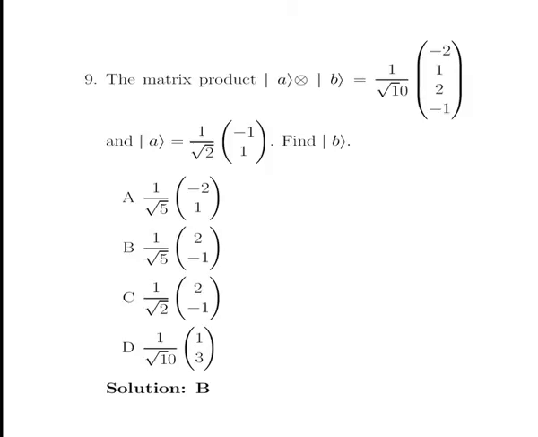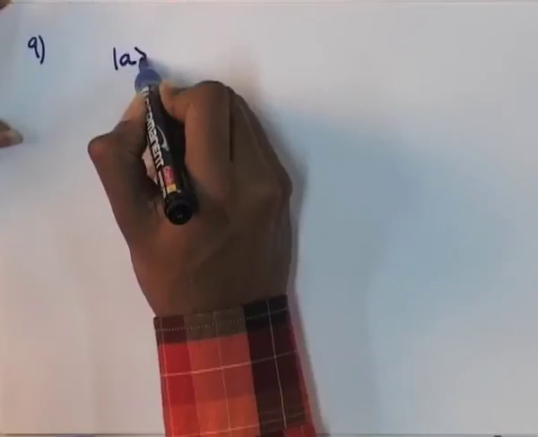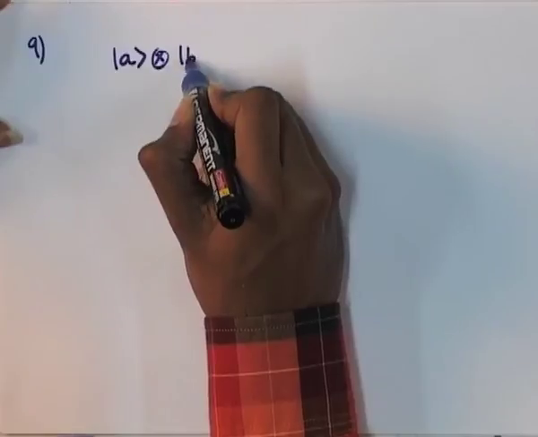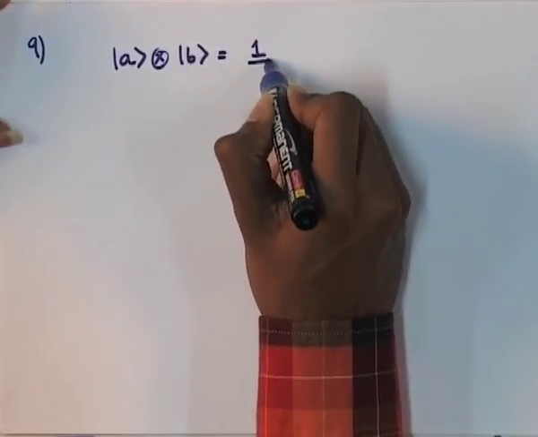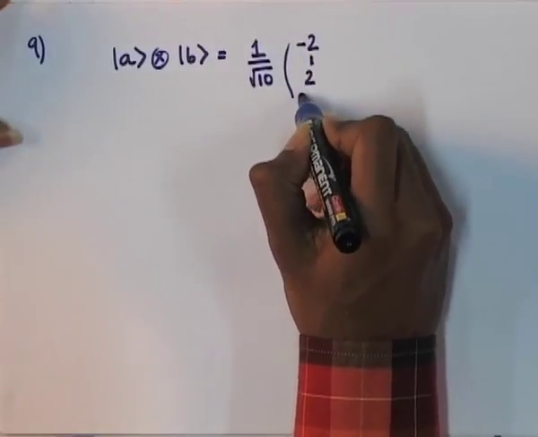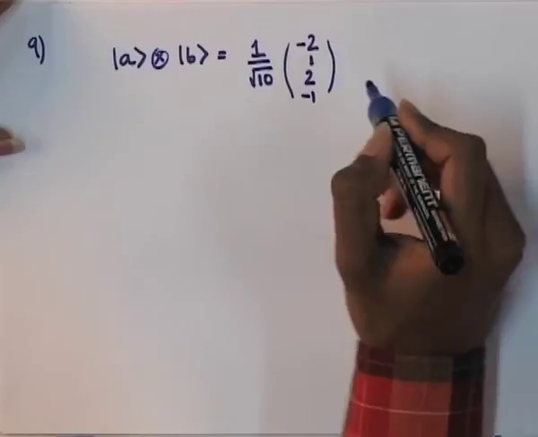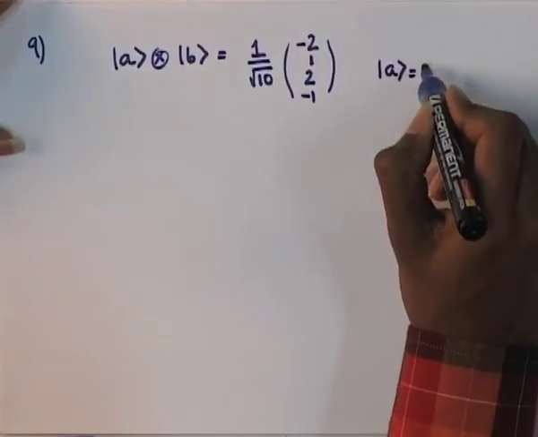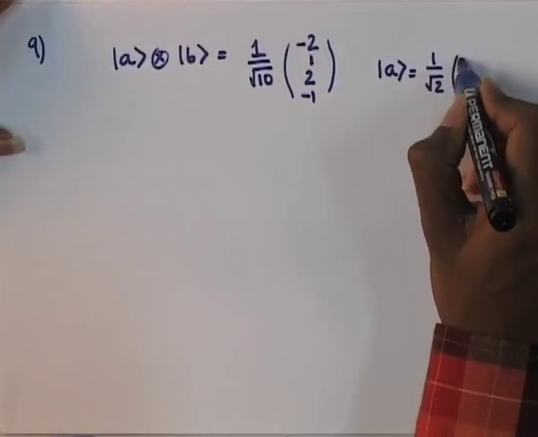And now we look at question 9. Question 9 is also a simpler one, which is based on matrix product. Here we are given a matrix product and a vector, and we are asked to find another vector. We are given the product as 1 by square root 10 times minus 2, 1, 2 and minus 1. And we are also given that state A is 1 by root 2 times minus 1, 1.